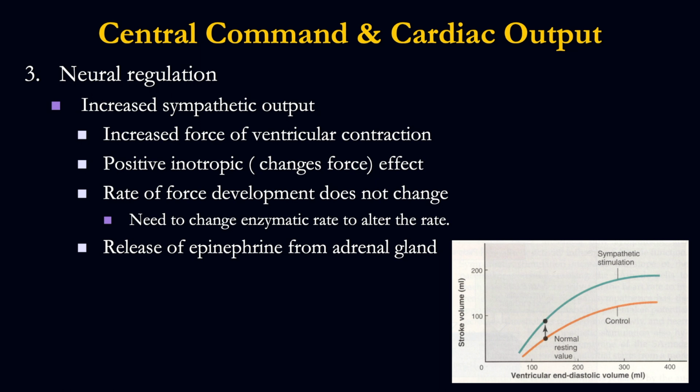Sympathetic nervous system output also increases the release of epinephrine from the adrenal gland. And as you recall from metabolism, that serves two important functions. Do you remember what those functions are? 1, to increase glycogenolysis, and 2, to increase lipolysis.